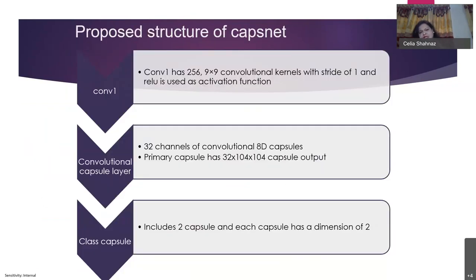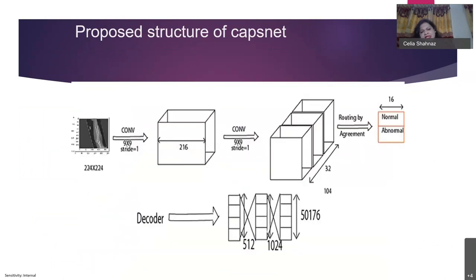And this is the proposed capsule structure. You can see that there is one convolutional network and there is another convolutional network. Then we apply the routing by agreement algorithm to get the capsule. There are two capsules, whether it is normal or abnormal.